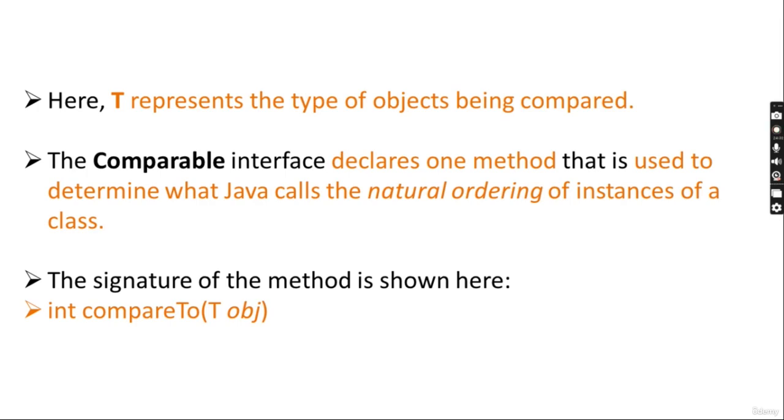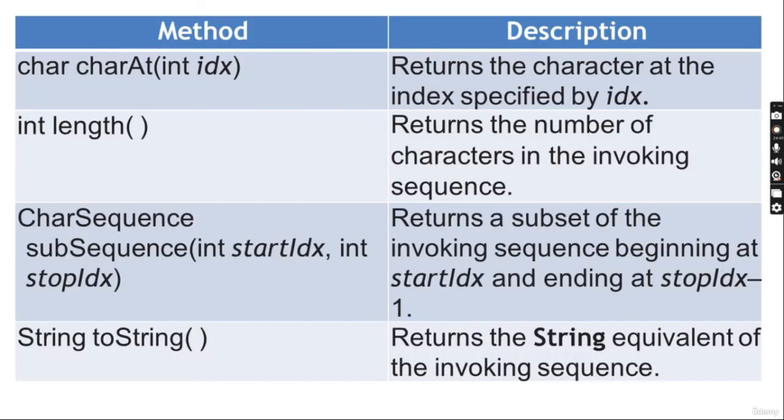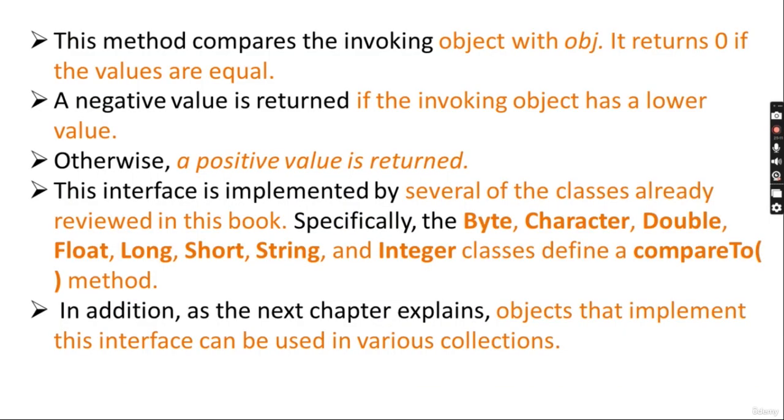The Comparable interface declares one method that is used to determine what Java calls the natural ordering of instances of the class. The signature of the method is shown here: integer compareTo(T obj). Now we will see the methods. Char charAt(integer idx) returns the character at the index specified by idx. Integer length returns the number of characters in the invoking sequence. CharSequence subSequence(integer startIdx, integer stopIdx) returns a subset of the invoking sequence beginning at the start index and ending at the stop index minus 1. String toString returns the string equivalent of the invoking sequence.